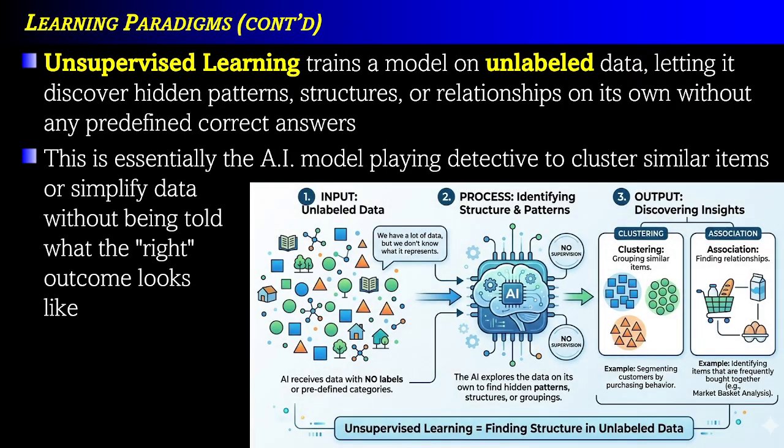With unsupervised learning, we're going to be training a model on that unlabeled data. So there is no answer key here. We're letting the model discover the patterns within the data, discover the structures, discover the relationships on its own without giving it an answer key, without giving it a label. This is essentially the AI model playing a detective. It's learning to cluster the things that are similar. So as it looks through all the pictures, as it looks through all the emails, it tries to find those patterns and put them into clusters or into categories. It doesn't have an answer to go with. It's looking at the patterns of the data itself without being told what the right outcome looks like.